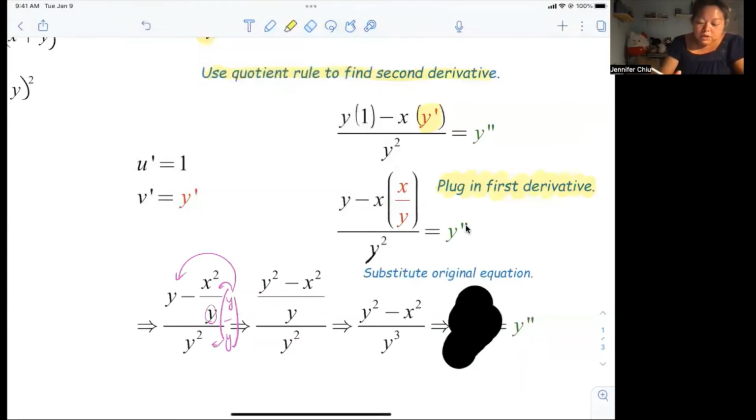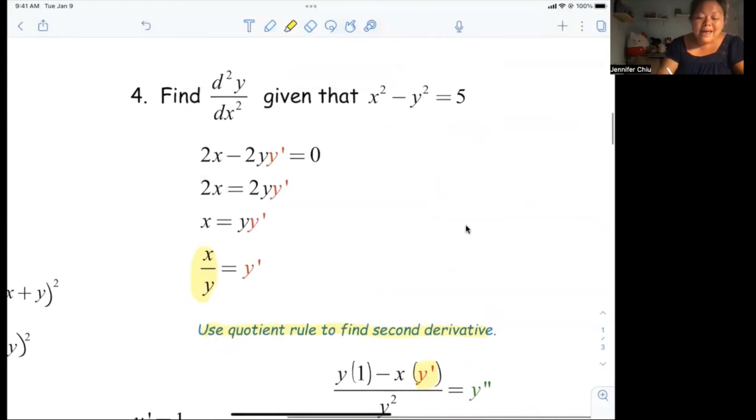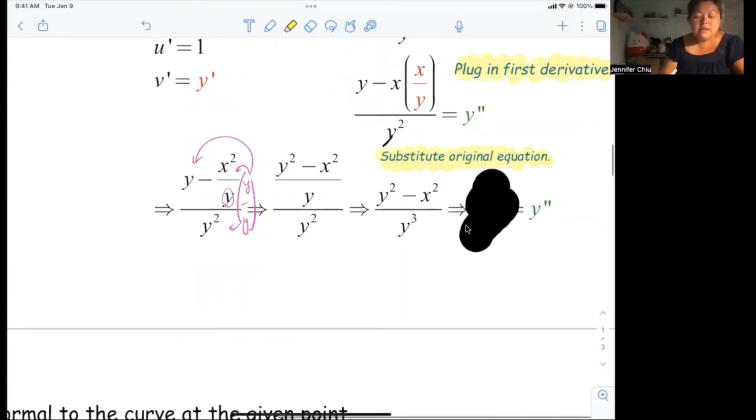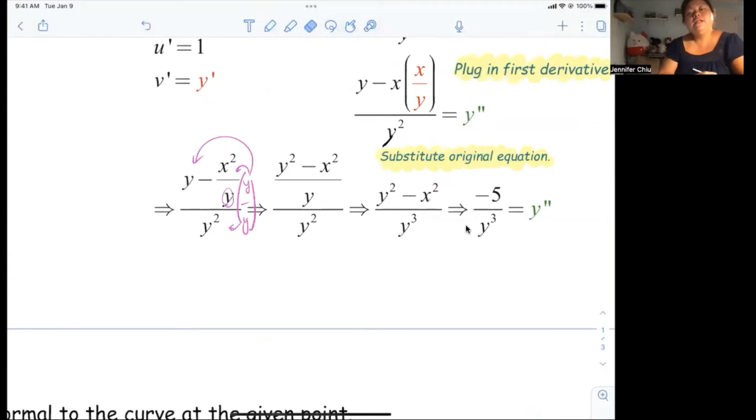So what is really cool here, I remind you here that you need to substitute the original equation. So if you go back to the original equation, hey, it tells you that x squared minus y squared equals 5. But what I have is y squared minus x squared. I have the exact opposite. So instead of a positive 5 I'm going to plug in a negative 5. So you get a really nice clean answer of negative 5 all over y cubed. This is one of my favorite type of problems. So there's a good chance you might see this on a future assessment.